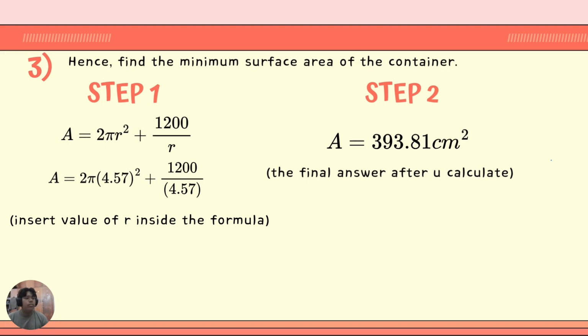From Haziq's video, we got that r is 4.57. After we insert the value of r, we calculate to get the final answer. As you can see here, the final answer that we calculate is 393.81 cm squared. So let's go to the next step.